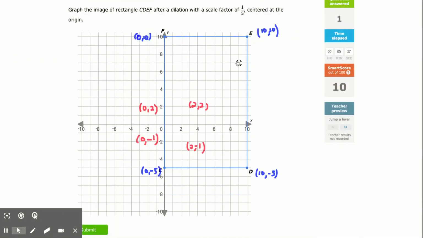So again, very similarly, this one is 1/5. So I look at both the x and the y values of each of these four corners, and I take 1/5. 1/5 of 0 is 0. 1/5 of 10 is 2. 1/5 of 10 is 2. 1/5 of negative 5 is negative 1. And 1/5 of negative 5. So again, it's smaller by 1/5, and it's actually pushed or pulled in towards the center.